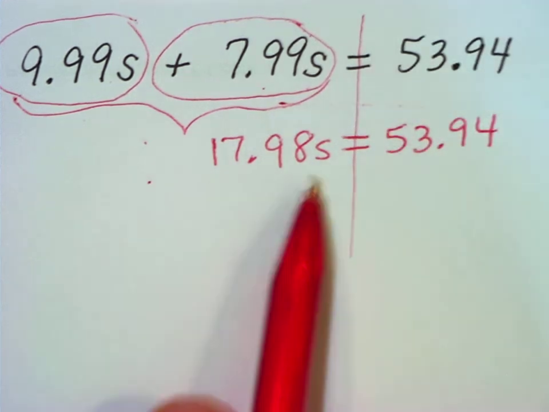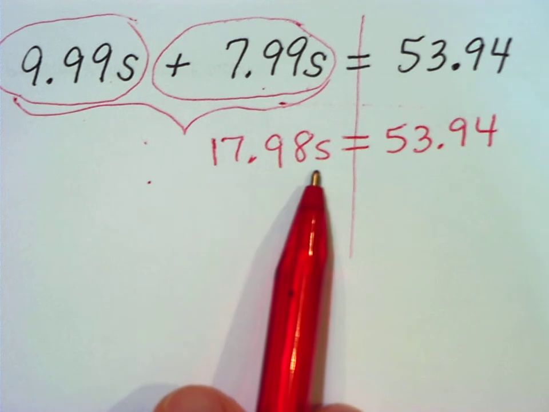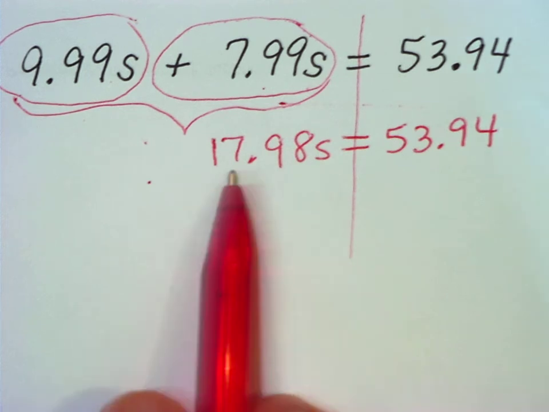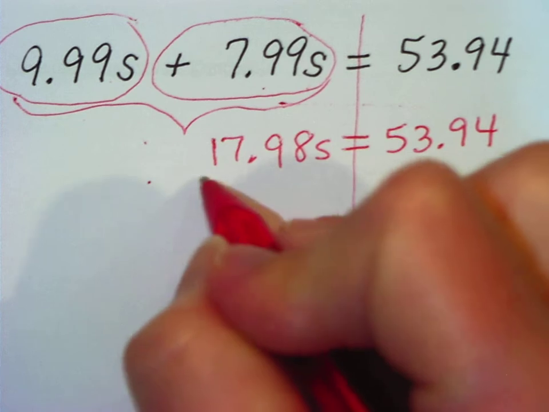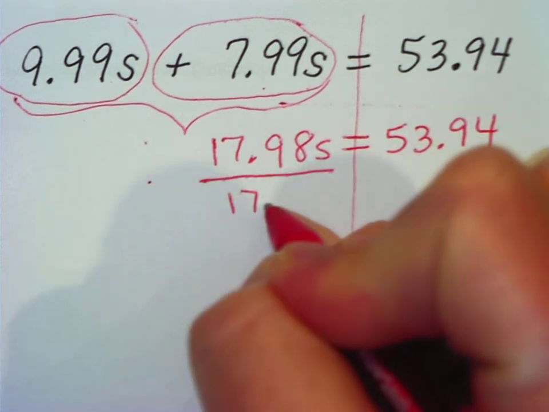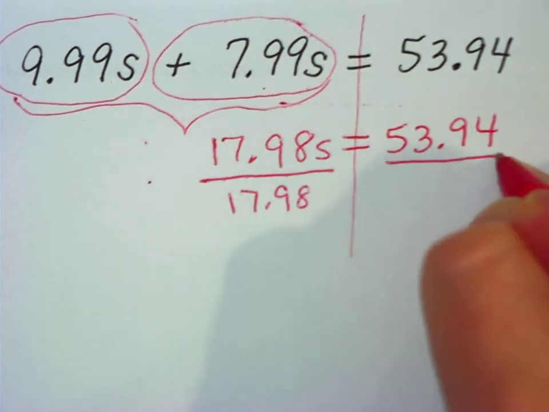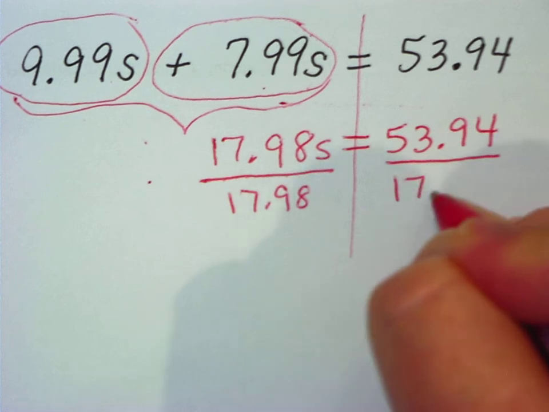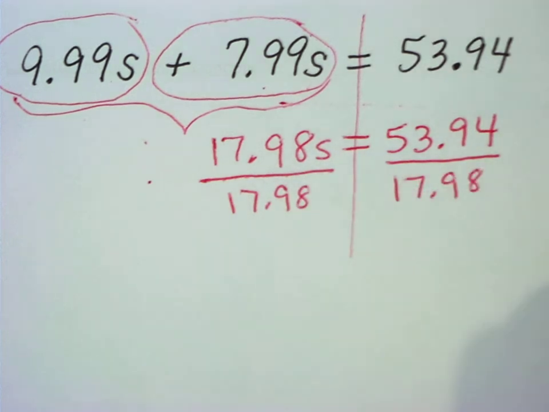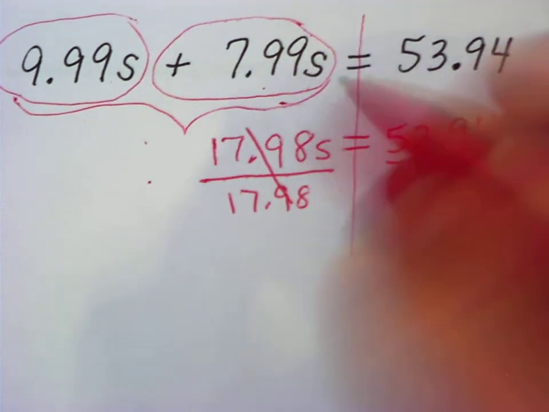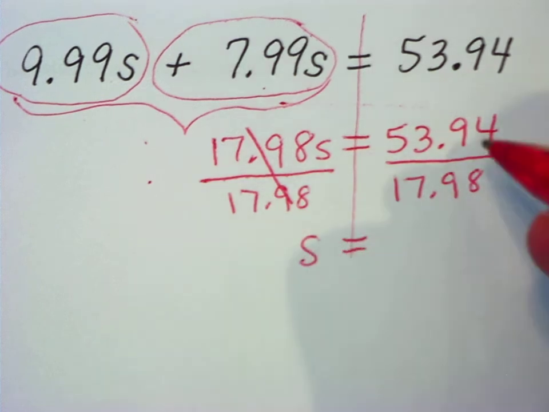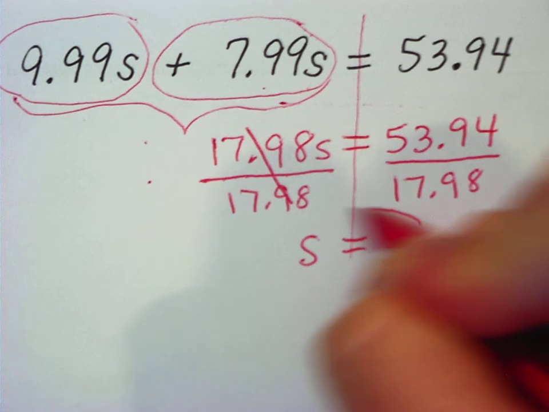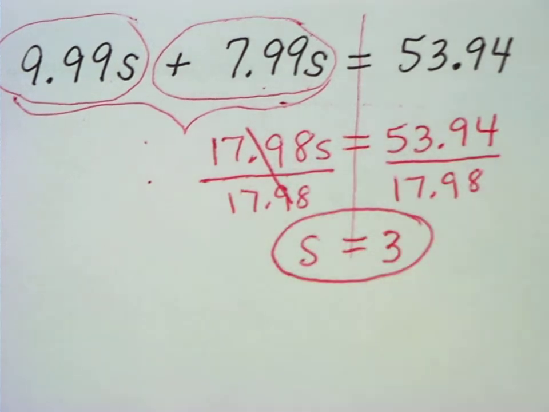Now in order to get the S by itself, to isolate the S, instead of multiplying like this says, I'm going to divide by 17.98. And again, whatever I do to one side of the equation, I have to do the same to the other. So 17.98 divided by itself is 1s, and then 53.94 divided by 17.98 is 3. Again, you could use your calculator for that part.